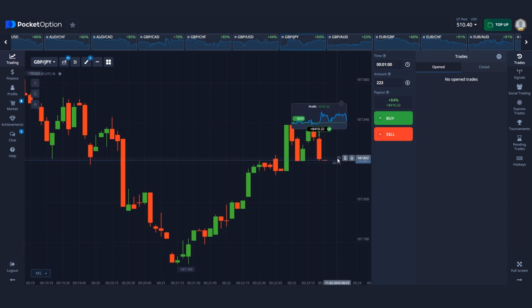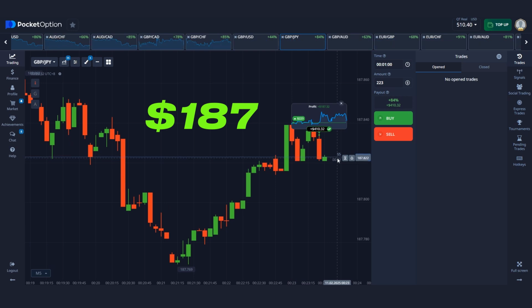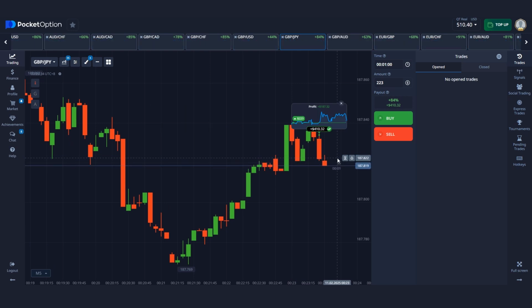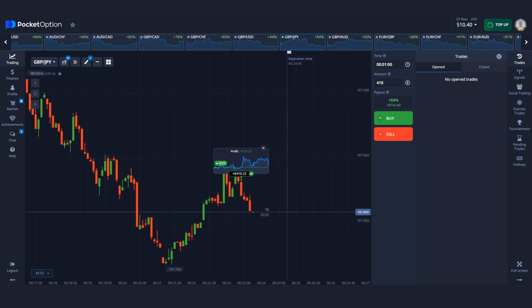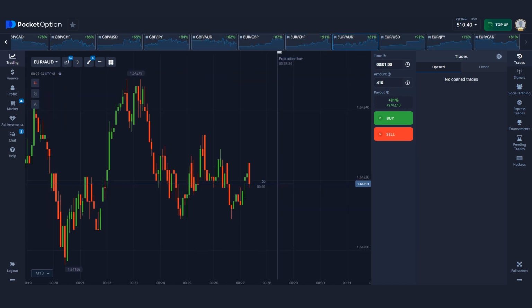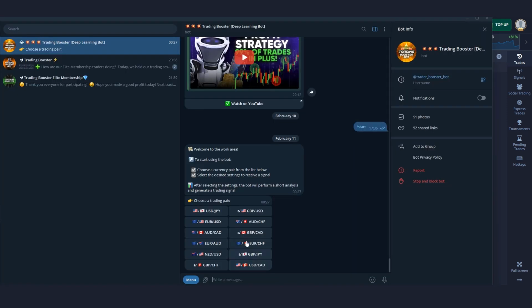A great trade brings me $187, and as you can see, my balance is already $510, so I can open the next trade for $410 and not risk anything, only with my time. I'm choosing the next currency pair, Euro Australian dollar. I switch to the bot booster, select the same currency pair and the time for the trade.